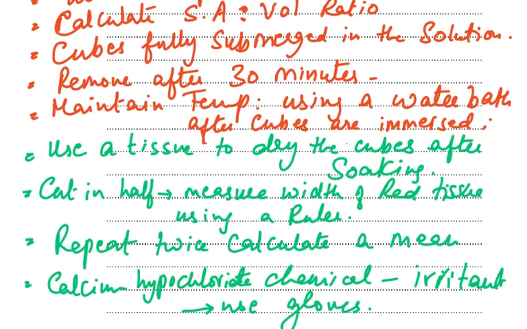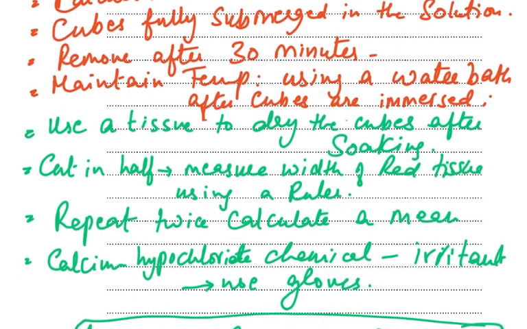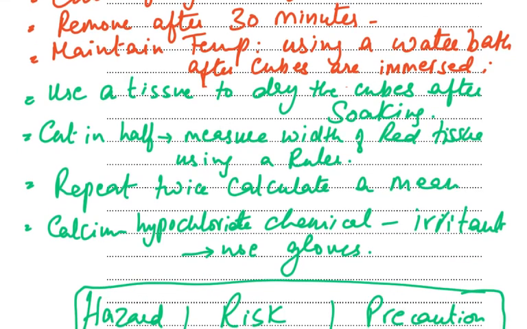And then you repeat twice, at least twice, but you should say, I always say write more, repeat 5 times and calculate a mean. And then the important thing is there are 3 things that you have to think of: the hazard, the risk, and the precaution. So the hazard is calcium hypochlorite. It's an irritant, or you can say it's harmful, or you can say it's toxic, or you can say it is corrosive. So that's the risk. What is the precaution? You use gloves.